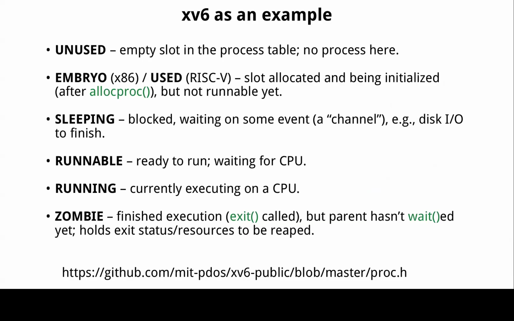If we use x86 xv6 as an example again, and Linux uses a very similar structure, then we have the unused state. Basically, the process has not been created yet, and we can only create a limited number of processes in this case. Then used means this has been initialized, has been created, but we haven't fully loaded everything into memory. This process is not ready to be executed. Then we have the sleeping state, which is basically the blocked state. We are waiting for some event.